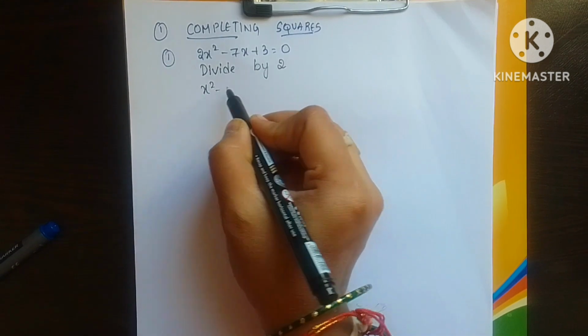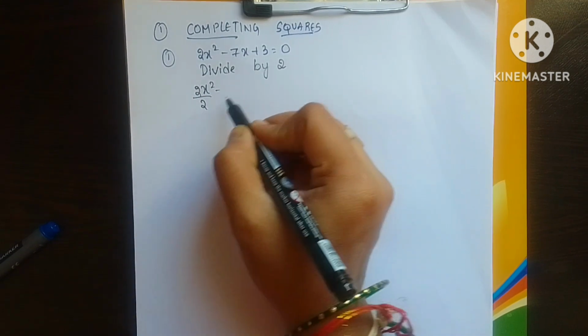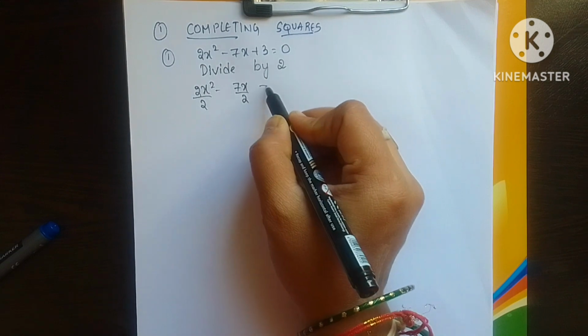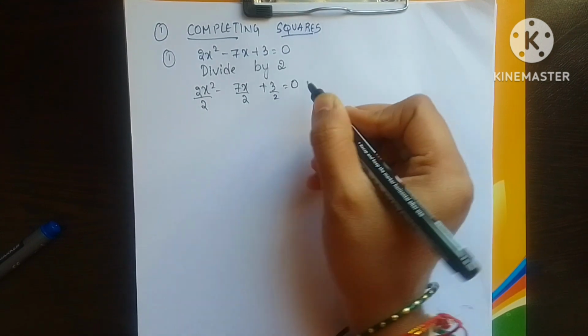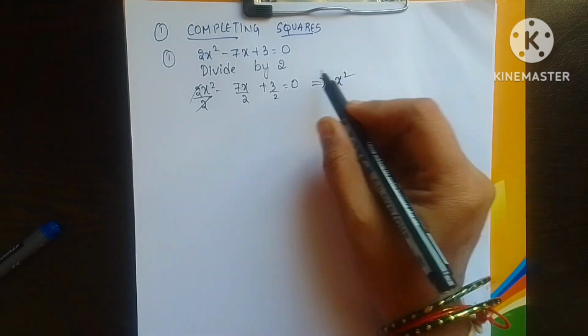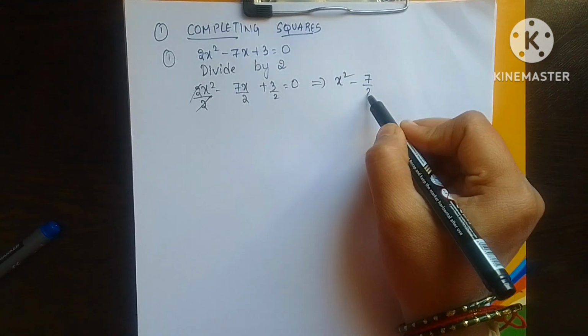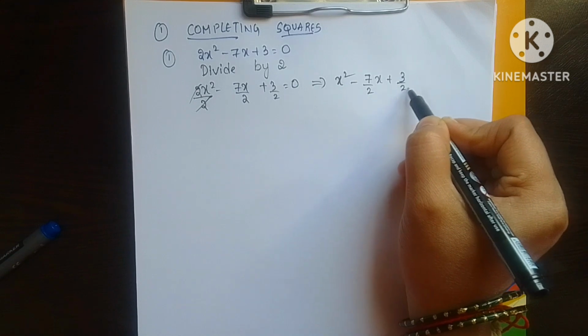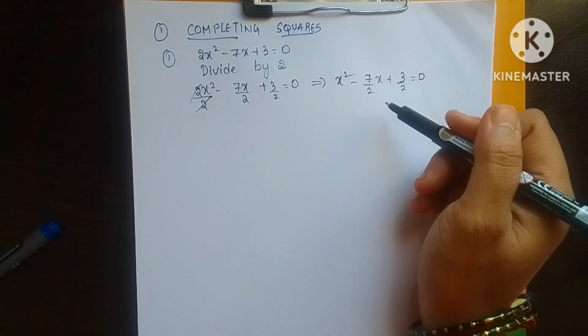So x square, 2x square by 2 minus 7x by 2 plus 3 by 2 is equals to 0. What it will become? x square, 2 and 2 get cancelled. So x square minus 7 by 2 x plus 3 by 2 is equals to 0.